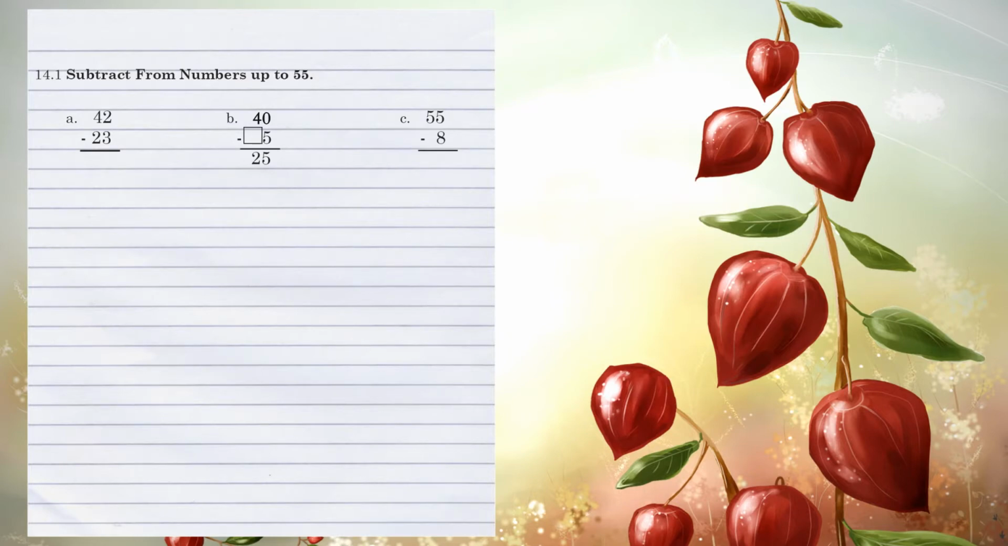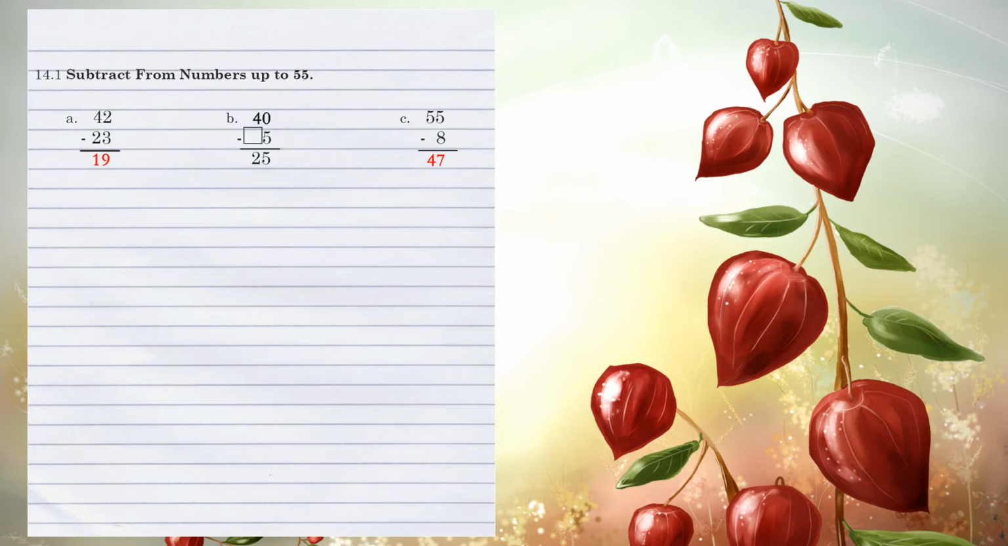Starting with the ones column, you cannot subtract 3 from 2. So we're going to come over here to the tens column and borrow from that 4. We're going to make it a 3 because we only need to borrow 1 ten. We take that 1 ten and add it to the 2 to make 12. Now we can subtract: 12 minus 3 is 9, and in our tens column, 3 minus 2 is 1, for an answer of 19.